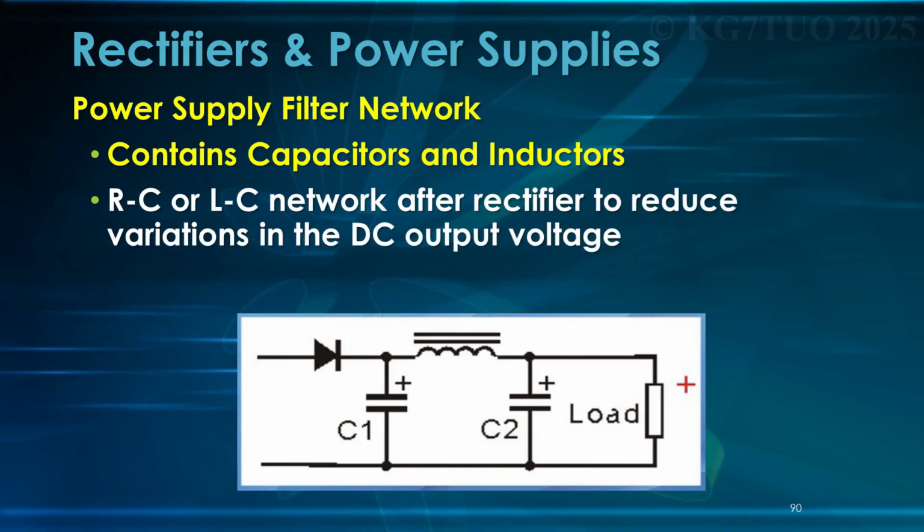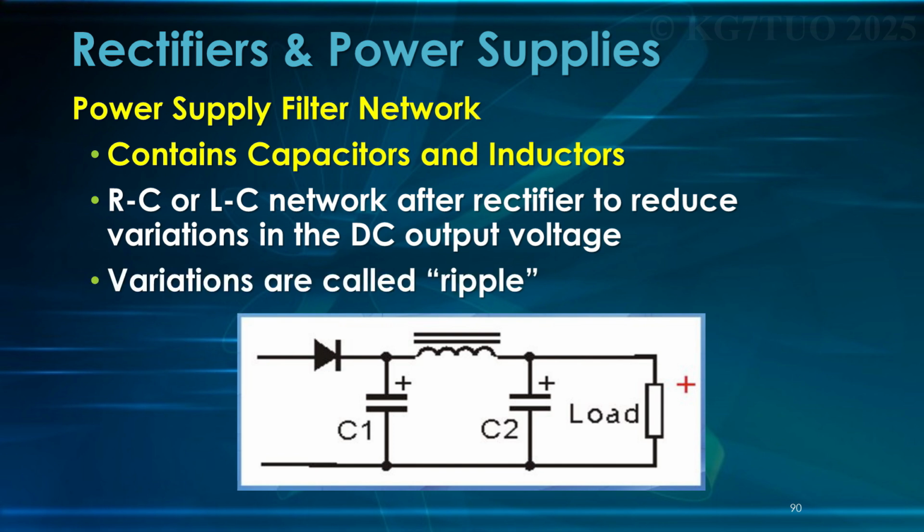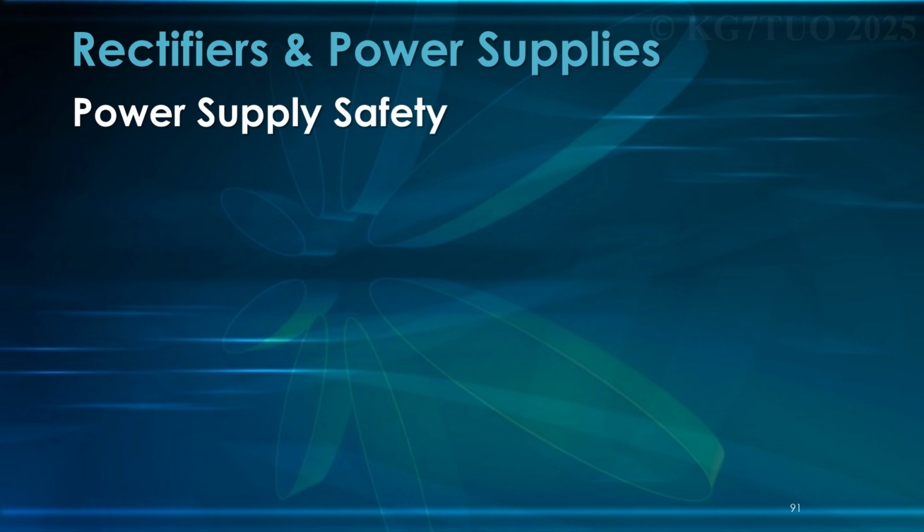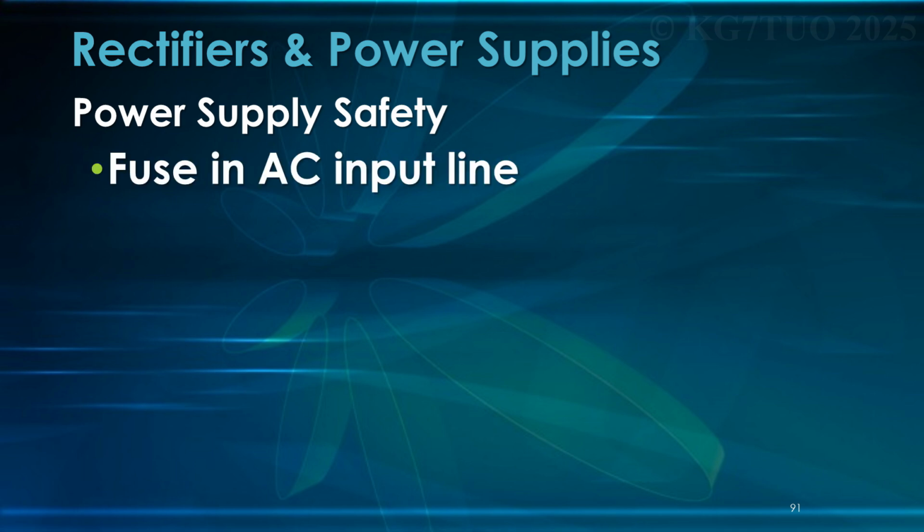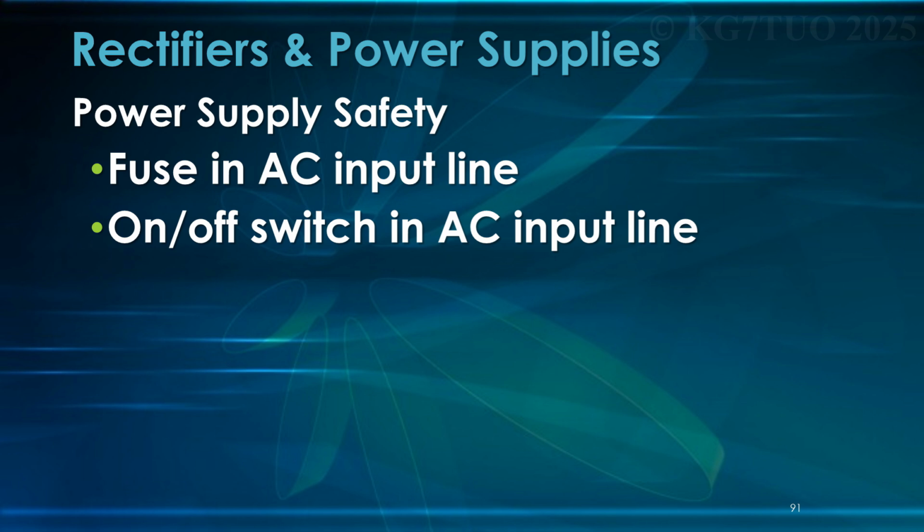RC or LC network after the rectifier to reduce variations in the DC output voltage. Variations are called ripple. You want to reduce ripple as much as possible. Okay, power supply safety: fuse in the AC input line, on-off switch in the AC input line, and a bleeder resistor. What is a bleeder resistor?